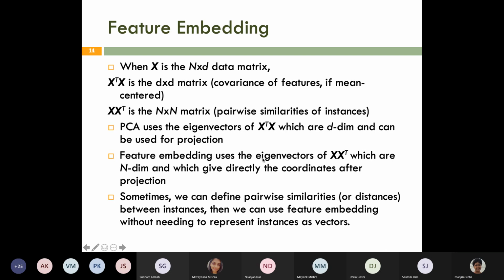But how did we calculate the covariance? How are we calculating the covariance? We are calculating the covariance between features, like in statistics. If X is the data matrix where the n rows are for n data points and d columns are for d features, then how can we get covariance by just doing X transpose X?